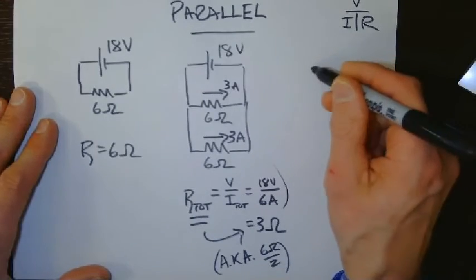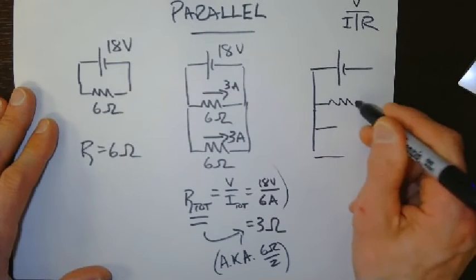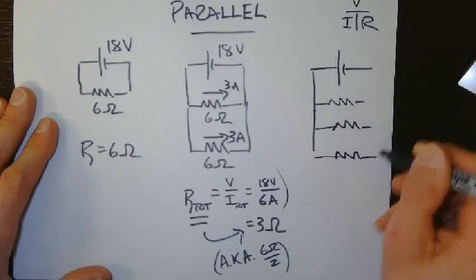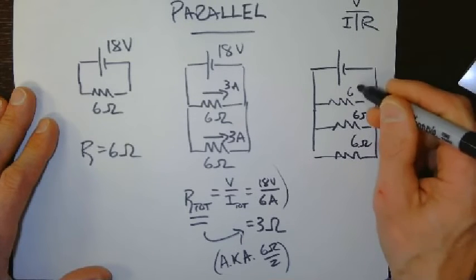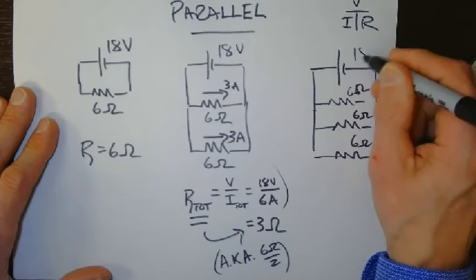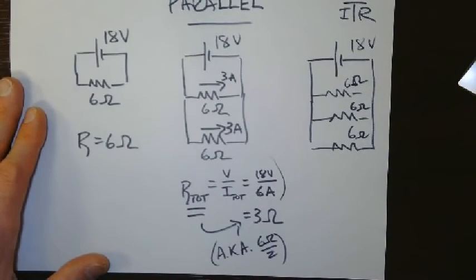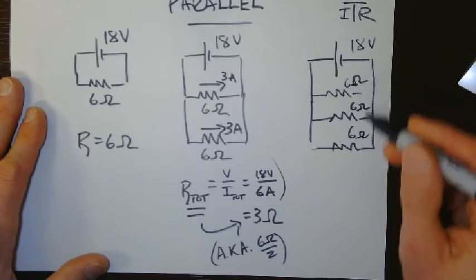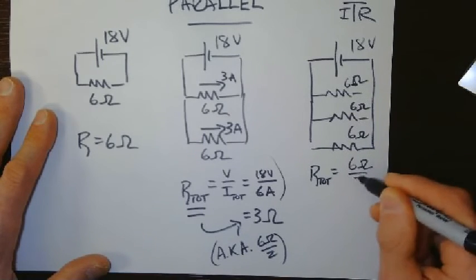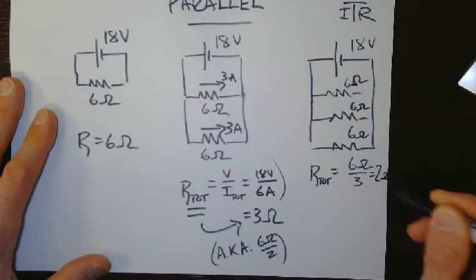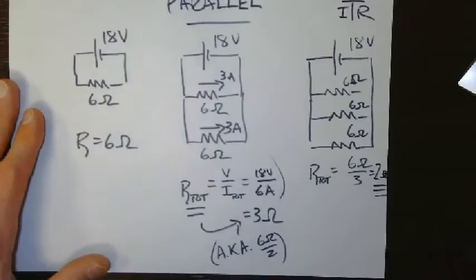So let's do one more example here. What if I have, let me do 3. They're all 6 ohms. So 6 ohms, 6 ohms, 6 ohms, 18 volts. What I'm telling you is that I'm going to guess that the total resistance, R total, is just going to be 6 divided by 3. I'm going to guess it's equal to 2 ohms. That's my shortcut, right? 6 divided by 3, that's super easy.